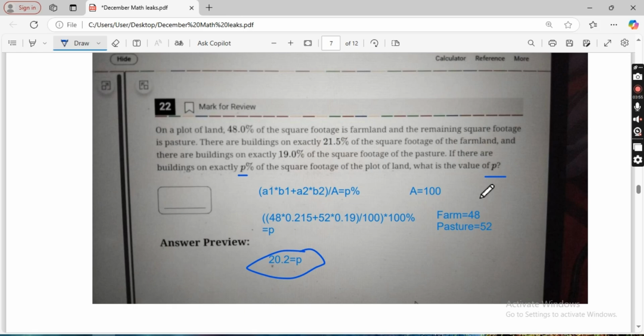Here I've converted 21.5% into 0.215 multiplied by 48, plus 52 multiplied by 0.19, and all of that was divided by the overall area, which is 100, and multiplied by 100% in order to get the value of p, and it was equal to 20.2. So this is the correct option you should have input.